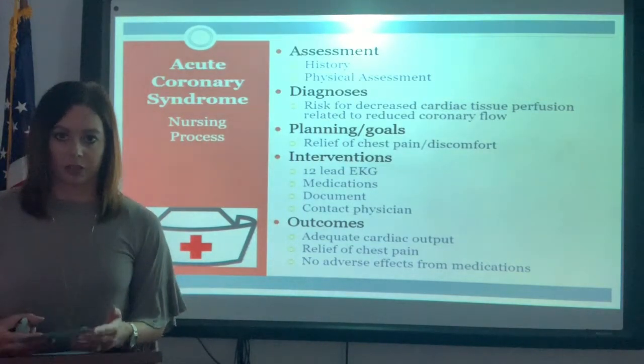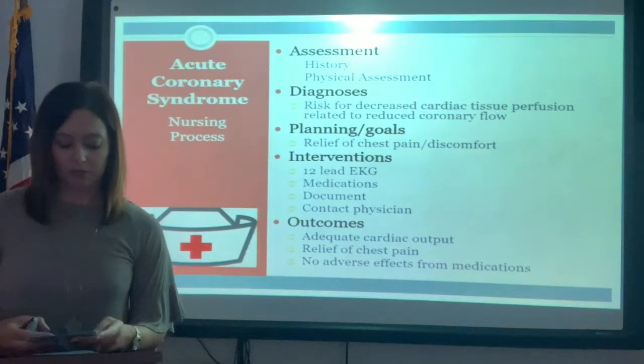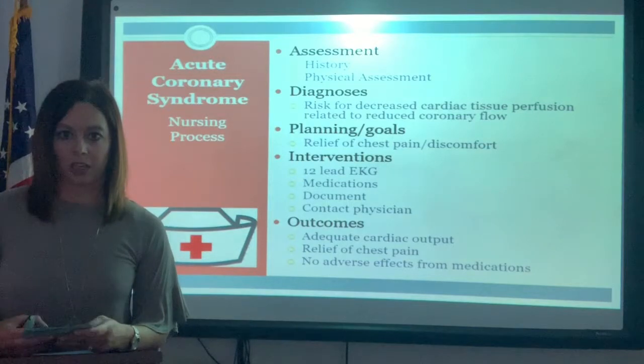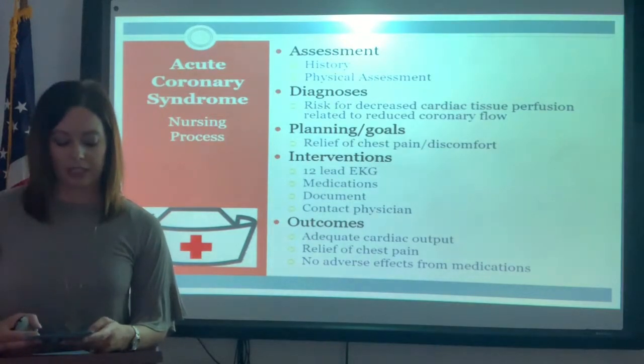Your interventions should include the diagnostic testing that we've already talked about, such as your 12-lead EKG, and giving them medications such as morphine. Let's contact your physician with the results and make sure that you are documenting everything. Outcomes for acute coronary syndrome include adequate cardiac output, relief of chest pain, making sure the patient receives the care and treatment they need in a timely manner, as well as no adverse reactions from medications.